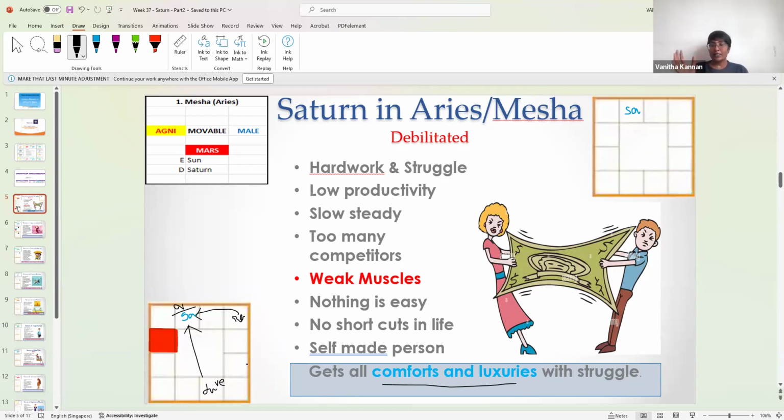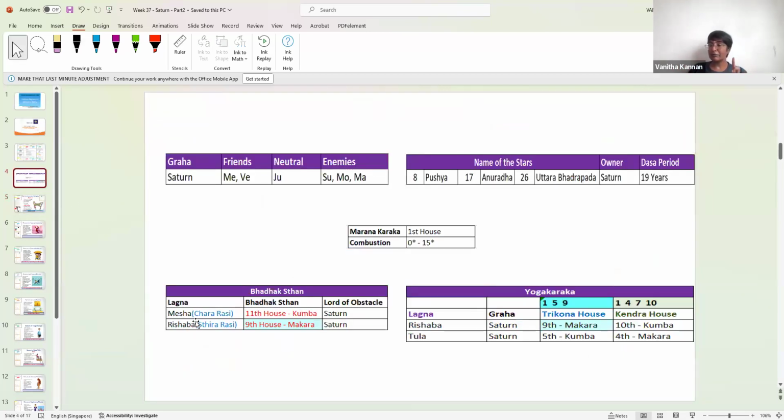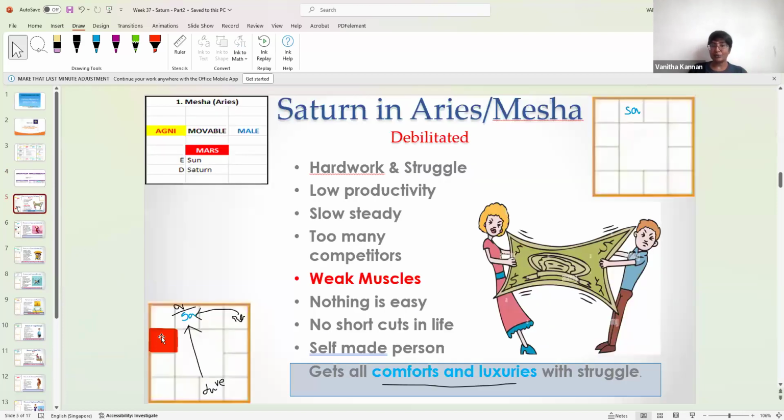Okay, this is the story. One last thing here. For the Mesha Lagna, we remember the first slide where we learned about Mesha Lagna. Mesha is the Chara Rasi, and which one is the Badhakasthana? The 11th house is the Badhakasthana. Consider Saturn is in it.